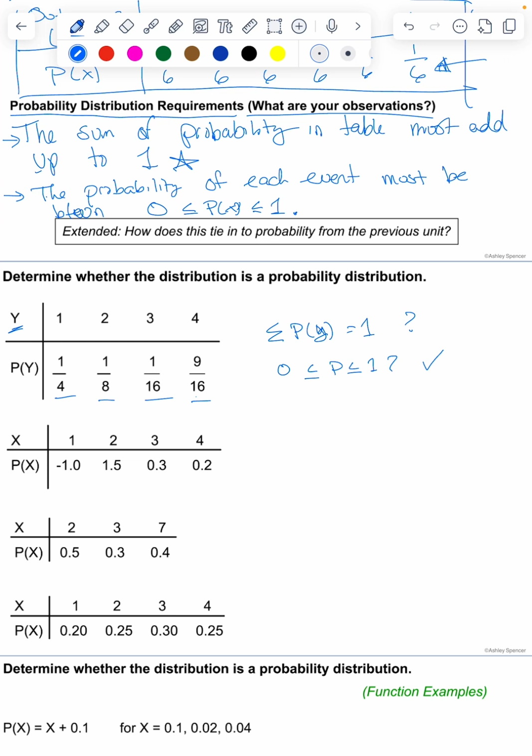And when you add all of these up, do they equal 1? Well, we know we need this to be a 16, so that's a 4. This to be a 16, that's a 2, so that's 4 plus 2, 6, 7, plus 9 is 16 out of 16. So yes, that equals 1. So is this table a probability distribution? Yes, it is.